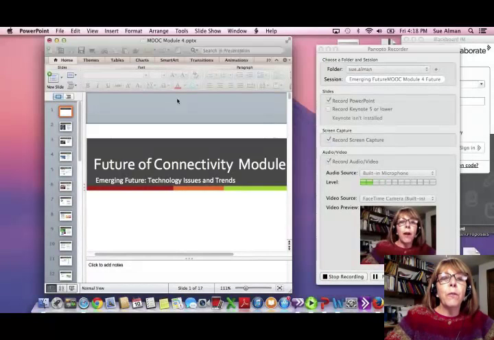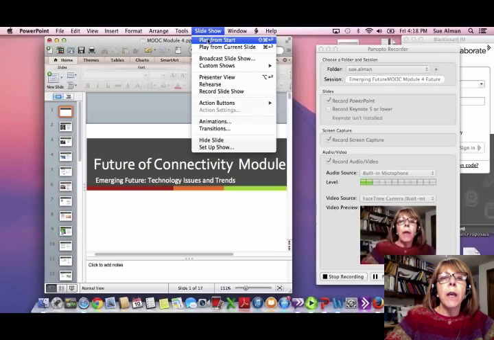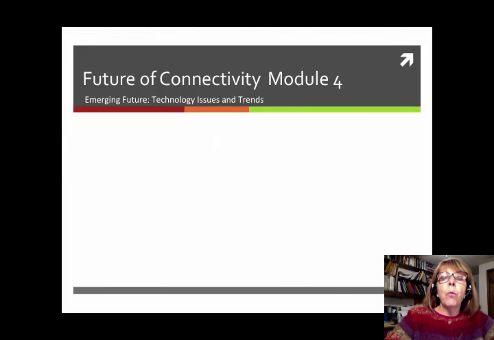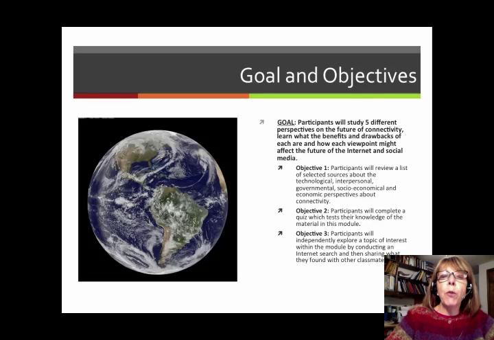Module 4, the future of connectivity, is focused on 5 different areas. And I will get you started with a basic overview of each of these areas, give you some insights into questions that will be asked on the quiz, and hopefully get you interested so that you will go into the resources in each of the module components to check out more information.